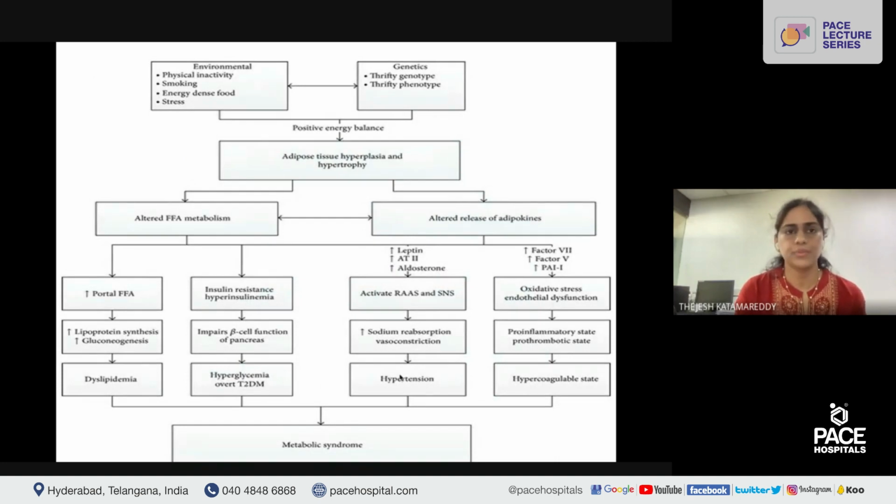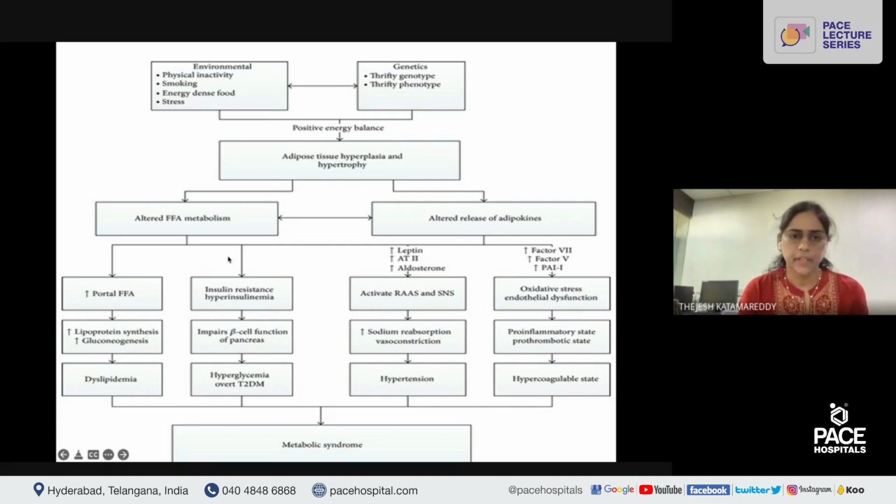So this also shows the same thing. Environmental factors and genetic factors, like genotypes and phenotypes, will lead to positive energy balance, leading to accumulation of fat in the adipose tissue, which releases free fatty acids into the metabolism. There is altered release of adipokines from the adipose tissue. These free fatty acids are released into the circulation, which leads to increased lipoprotein synthesis like LDL and increased gluconeogenesis, thus leading to dyslipidemia.